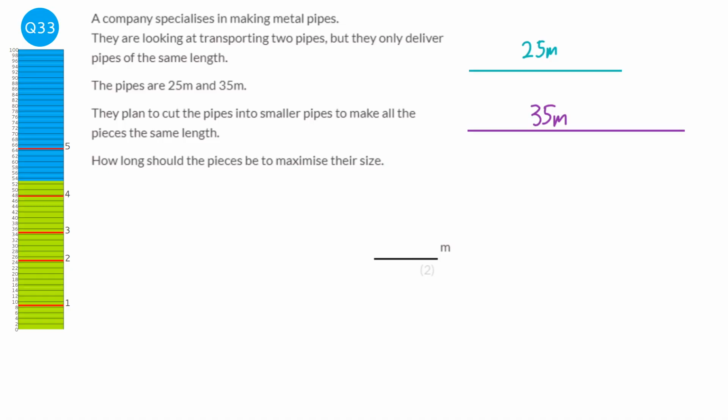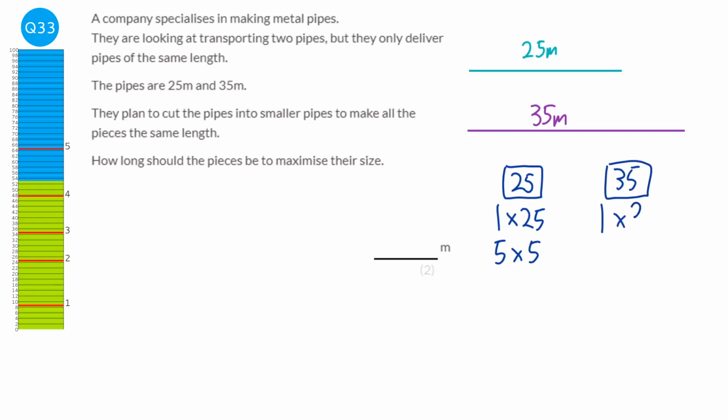So to find the highest common factor, what we do is we just find the factors of 25, which is 1, 25, and 5, and 5, and the factors of 35, which will be 1 and 35, and 5 and 7. And the highest common factor is the number in both lists, the highest number in both lists, so it's 5.